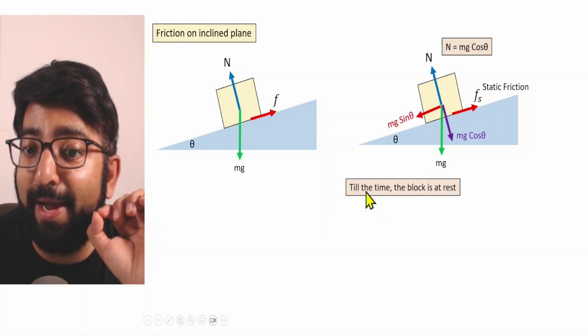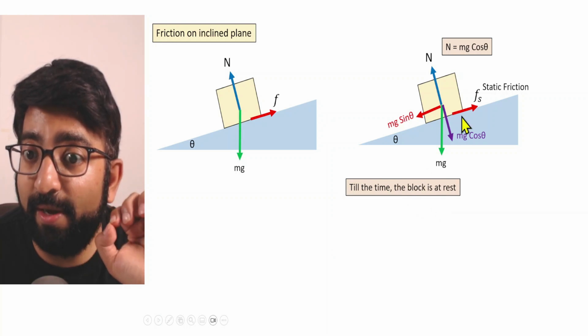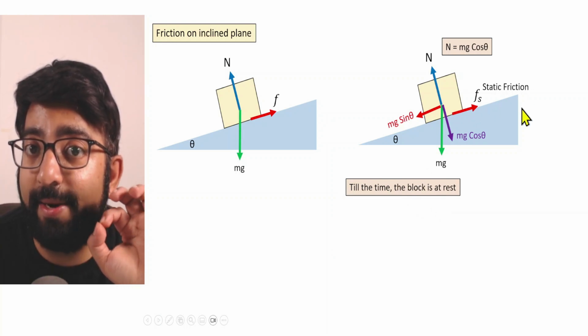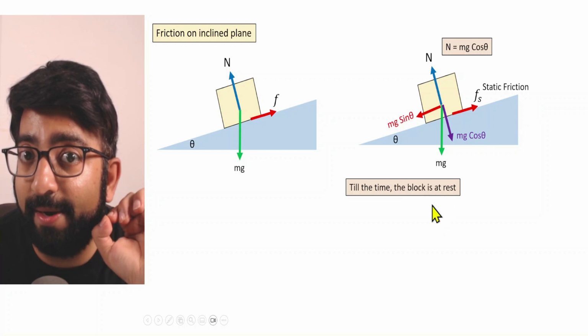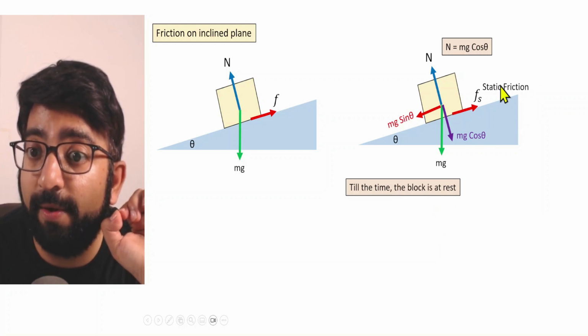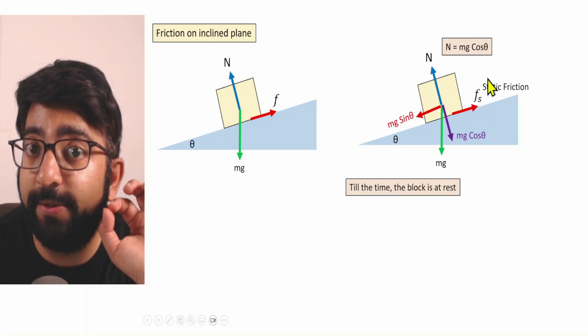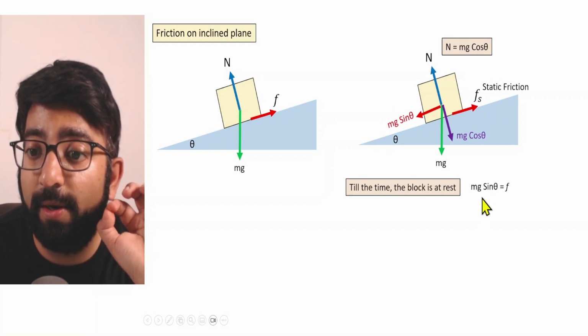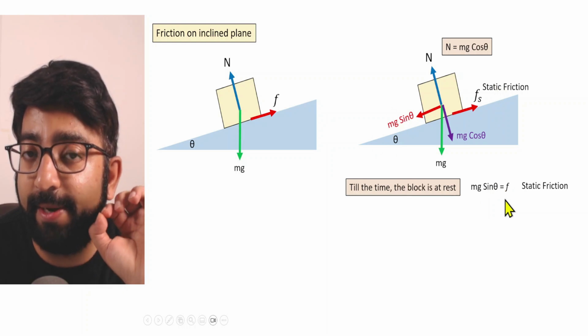Now, till the time the block is at rest, we discussed that the friction acting on the block is static friction. And since the block is at rest, the net force should be zero even along the incline. Mg sine theta acting down the incline should balance the friction going upwards. So mg sine theta is equal to F, where F is the static friction.